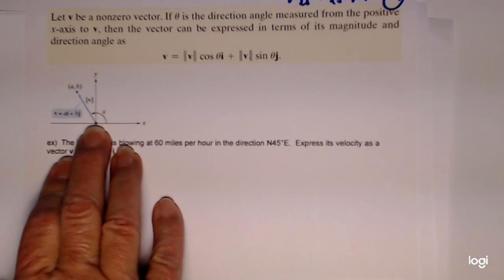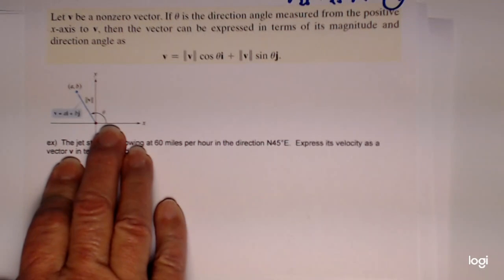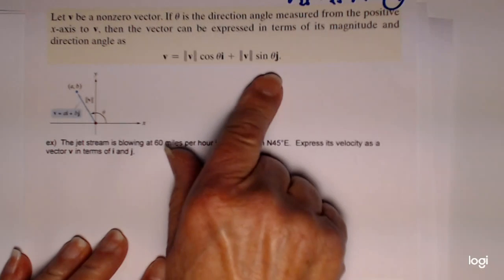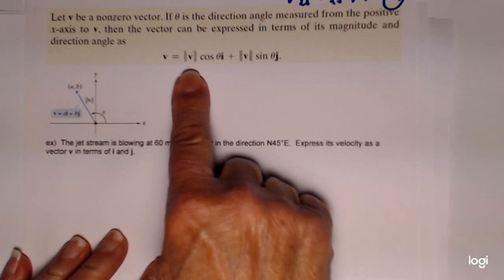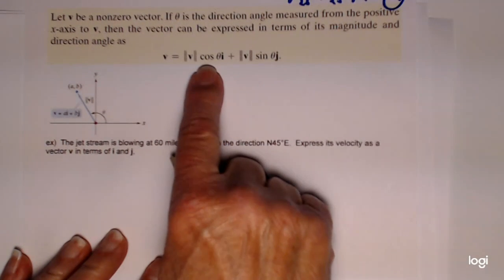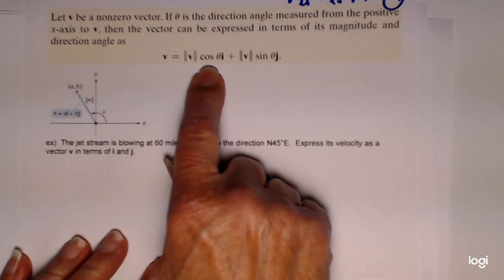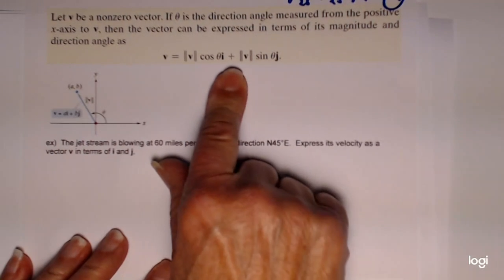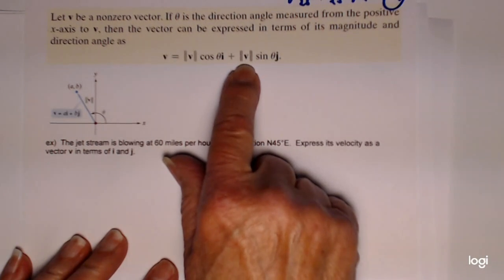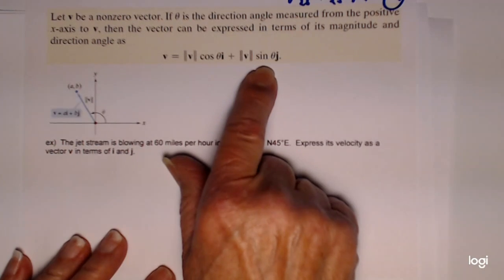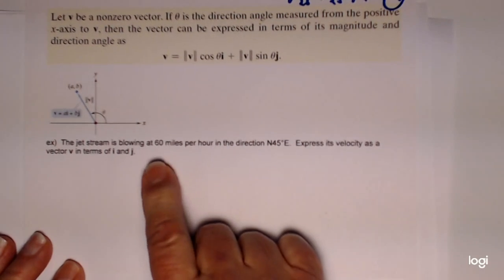We can use this information, specifically theta and the magnitude, to express a vector in this form, where the vector is going to be the magnitude of the vector times the cosine of this angle theta, and that's going to give us the A, if you will, in front of the i. And then for the B, the information in front of the j component, we're going to take the magnitude of the vector and multiply it by the sine of theta. So let's see how this would work in this example here.